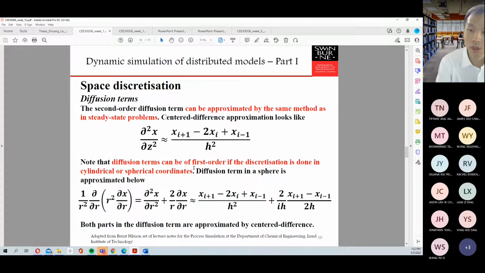The diffusion term can have a first order term if the discretization is done in cylindrical or spherical coordinates. For the term that we have in spherical coordinates, for example, it can be approximated by this term here. I want to highlight a little bit on the second order and the first order approximation. If you use a first order approximation, then the error will be higher compared to a second order approximation. So second order approximations will be a much better approximation than first order approximations.